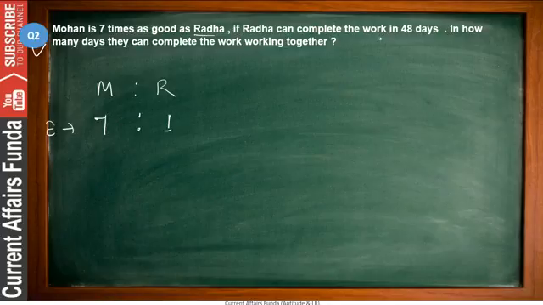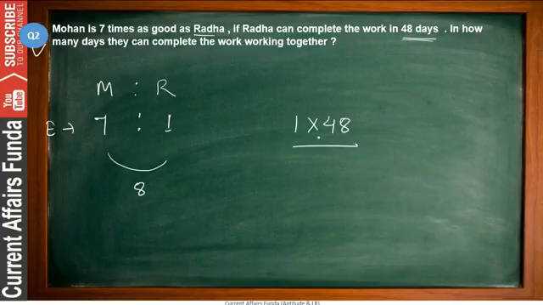If Radha can complete the work in 48 days, what is the combined efficiency of both? 7 plus 1, that is 8. They are working combined, that is 8 efficiency of work. And friends, if Radha can complete the work in 48 days, the efficiency of Radha is 1, so 1 into 48 will be the complete work.